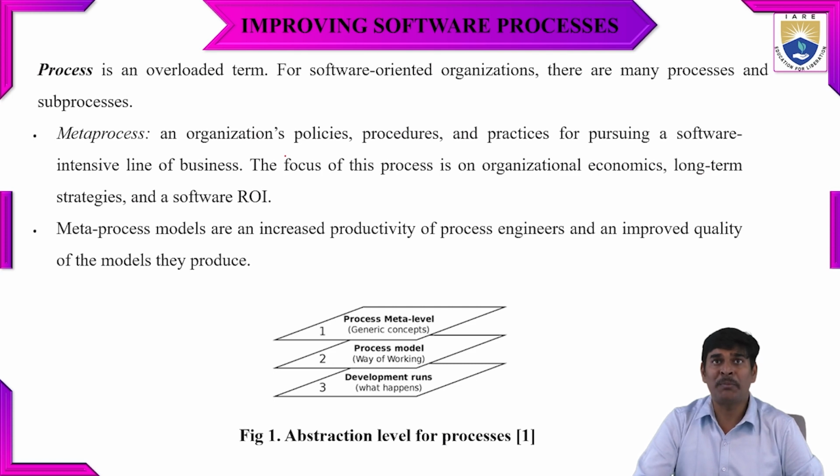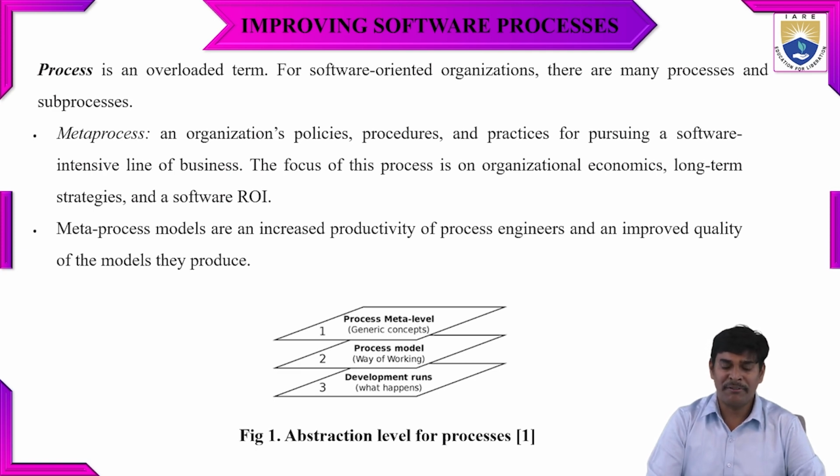The meta process models are mainly used to increase the productivity of process engineers and improve the quality of the models they produce. So by using the meta process, based upon the policies, procedures and practices, it will increase the productivity of the process engineers and it will impact the quality of the models.